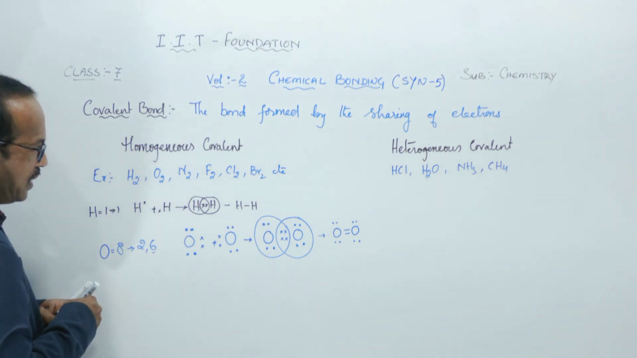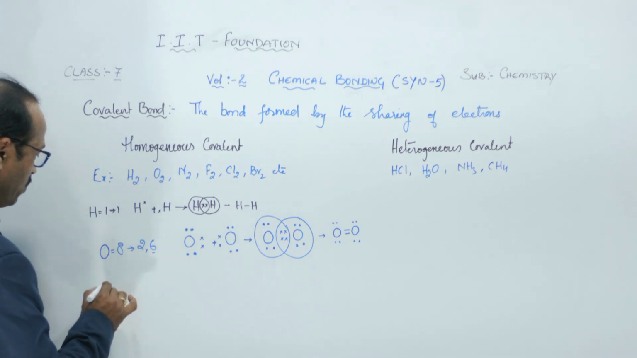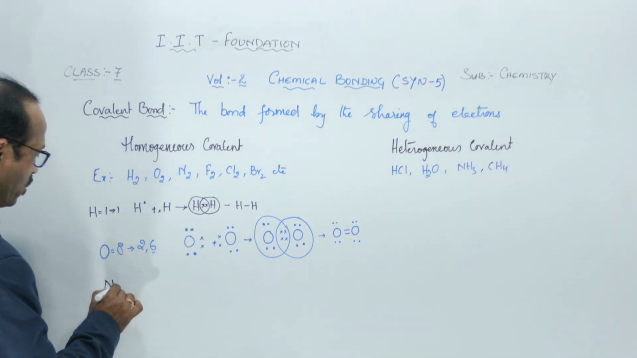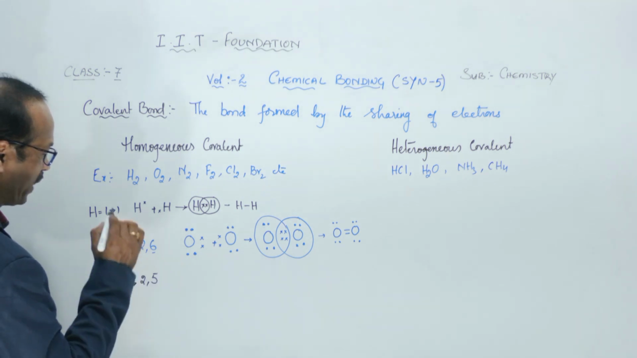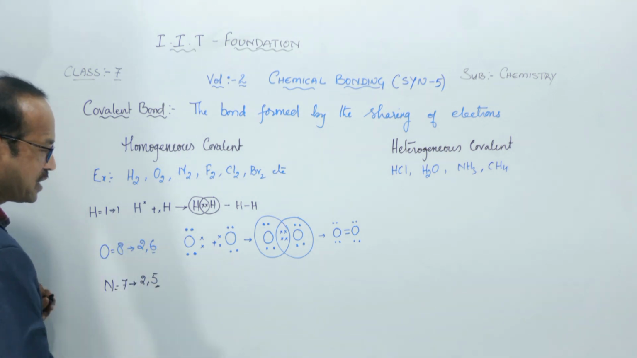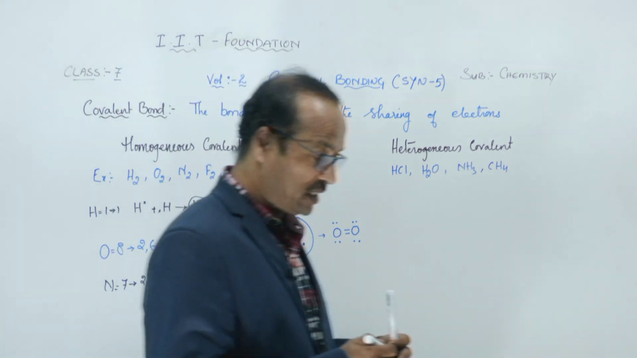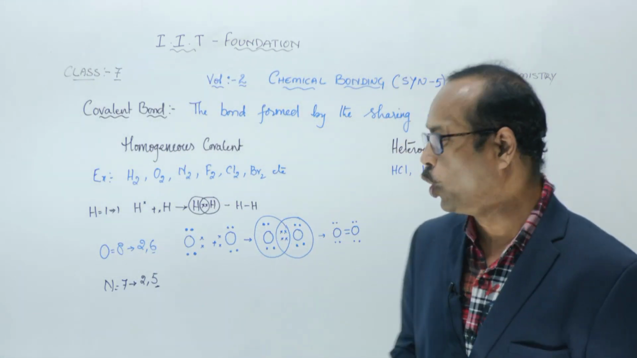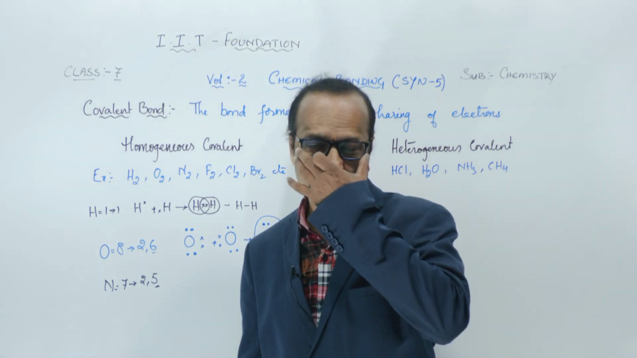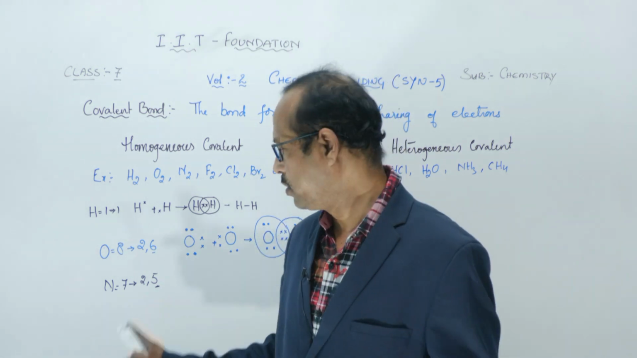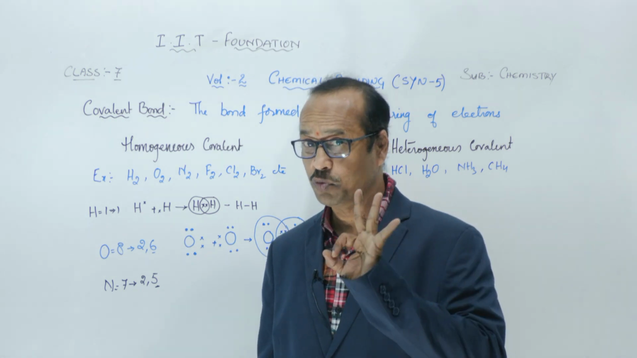Now let's go to nitrogen. How does the nitrogen molecule form? In nitrogen, the atomic number is 7, electronic configuration 2, 5. So in the outermost shell, how many electrons? Valence shell 5 electrons. Is it stable? No. Why? Because only 5 electrons are there. To attain stability, how many electrons should be there? 8 electrons. But there are 5, so it requires 3 more electrons.